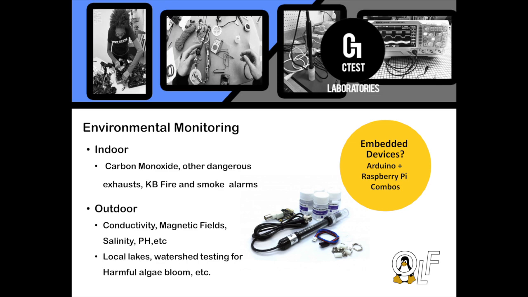The kind of monitoring we're doing and making autonomous devices for might monitor things like carbon monoxide or other dangerous exhausts that could be in your home. Maybe you've got a soldering bench and you don't realize how much of that solder has gotten into the air, and your system is going to let you know that. Fire, smoke alarms, all kinds of things for indoor environment. Also outdoor monitoring, like monitoring your lawn, your garden. Soil monitoring, checking salinity and conductivity, pH, nitrate levels, all that kind of stuff.